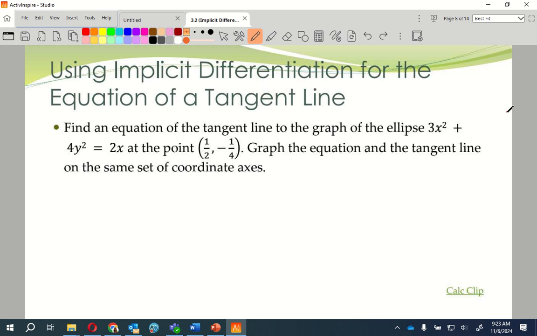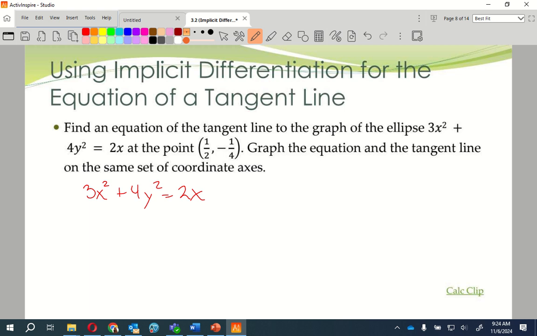All right, so let's go through. So I'm going to rewrite. And so 3x squared plus 4y squared equals 2x. Now let's go ahead and do the implicit differentiation. So we're taking the derivative according to what? X. Right? We're taking the derivative according to x. So when I'm taking the derivative of something that's not x, I have to tell it, hey, these are the derivatives according to x.